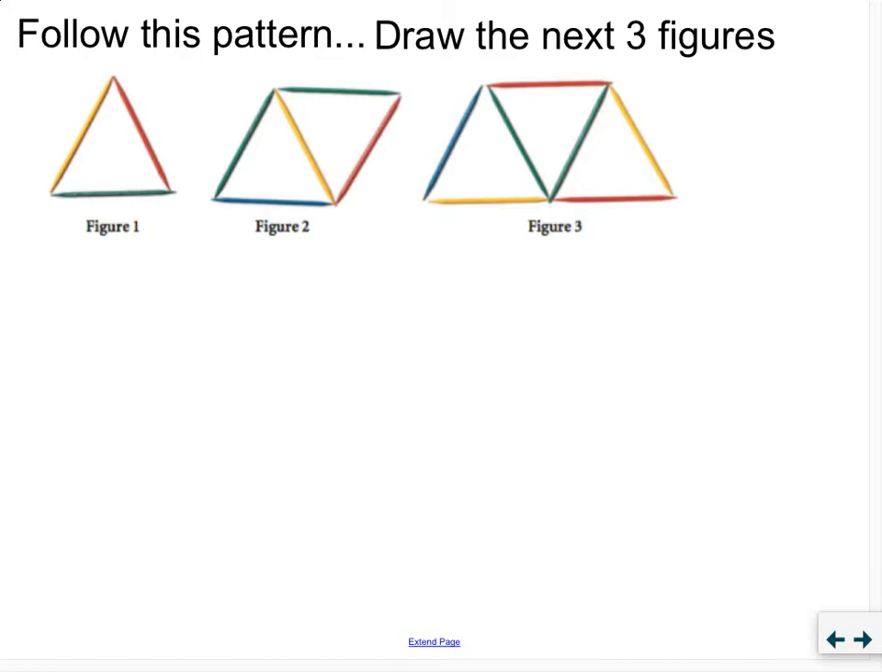So you see a pattern here. It looks like it's a pattern made out of toothpicks. If you want to grab toothpicks, you can. If not, if we just want to draw them, that's fine. It looks like I have figure 1, and then figure 2 builds upon figure 1, and then figure 3 builds upon figure 2. So take a minute or two and draw the next 3 figures.